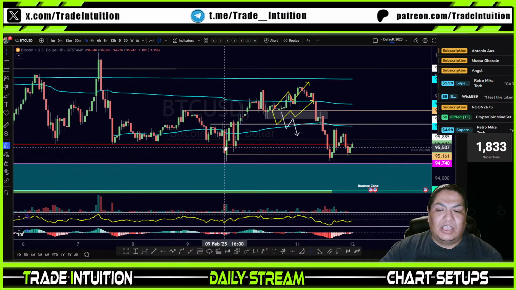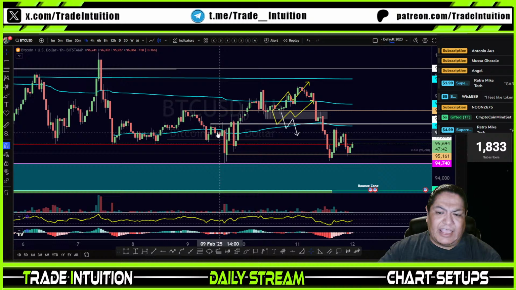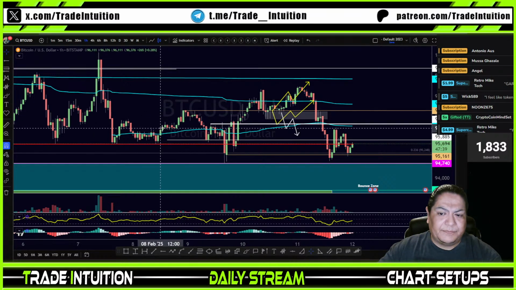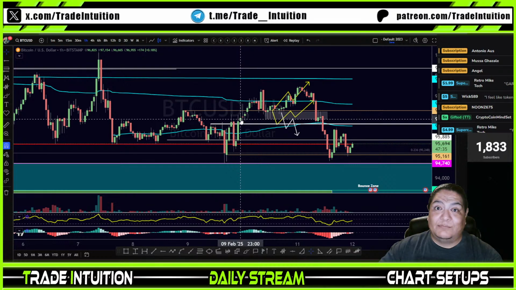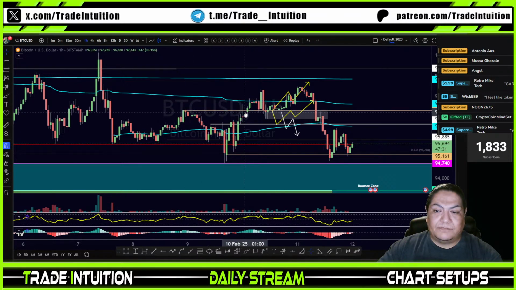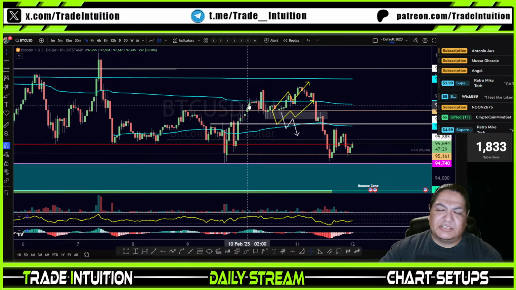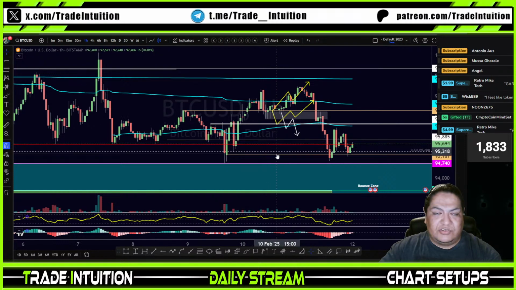Then it came up and shot straight up, came back down again. Look at the candle bodies. These are very violent moves. And then it finally broke this level. Awesome. Now, just because it breaks it doesn't mean anything to me, because it can easily come down, get rejected on it, and then continue coming down.